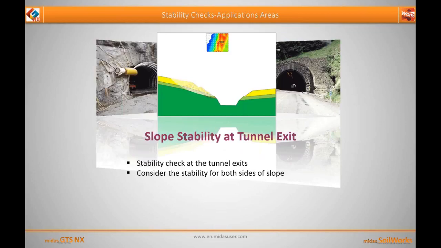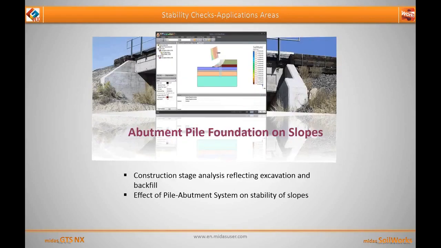Next is slope stability at tunnel exits. Wherever you have a tunnel exit, slope failure becomes a very important check to perform, and one should perform the check for both slopes coming onto the tunnel exit. Moving on, next we have the abutment pile foundation on a slope. With abutment pile foundations, construction stage analysis becomes very important, reflecting the excavation as well as the backfill. So the effect of the pile abutment system can be studied, like its influence on the stability of slopes.